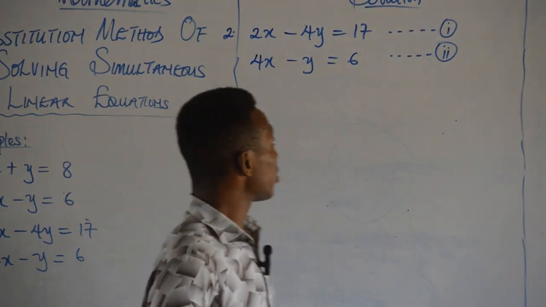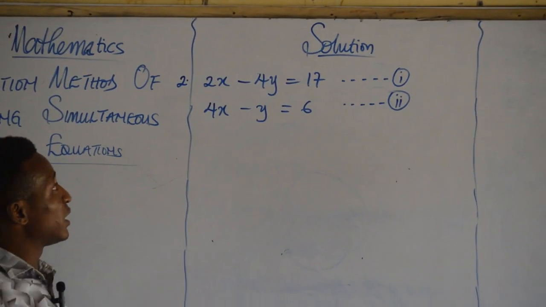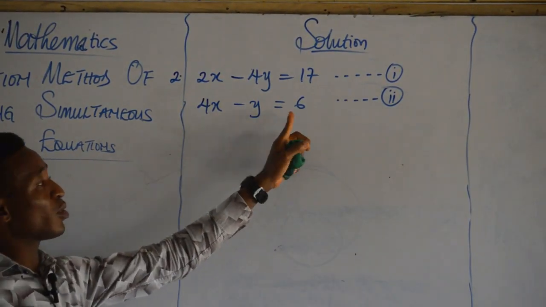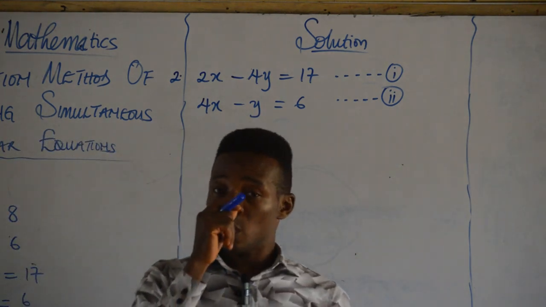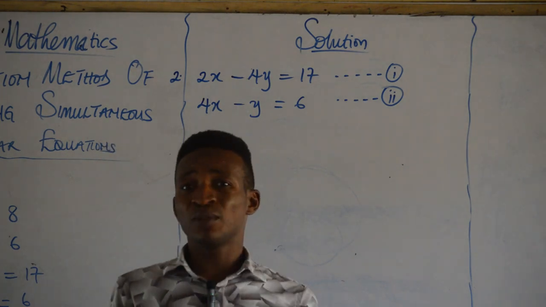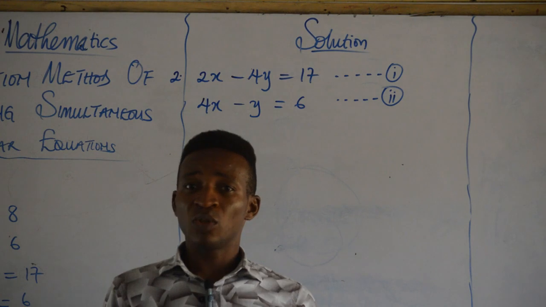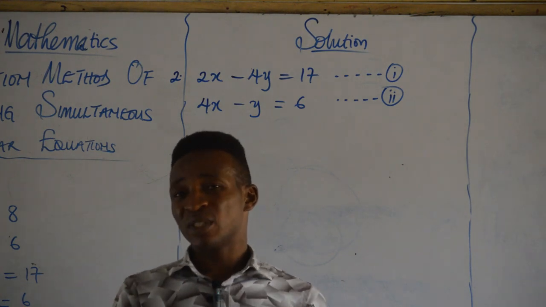So for the second question here, we have 2x minus 4y equals 17 for our equation 1, and we have 4x minus y equals 6 as our equation 2. And like I told us when we were dealing with the first question, before you choose whichever one you are going to shift your focus to when you are starting, you consider which one has a coefficient of 1 out of all the variables that you have.